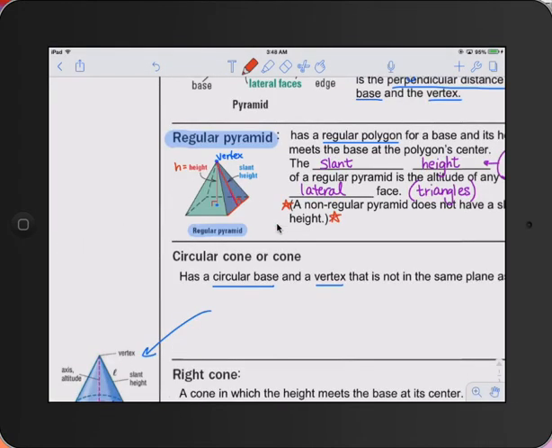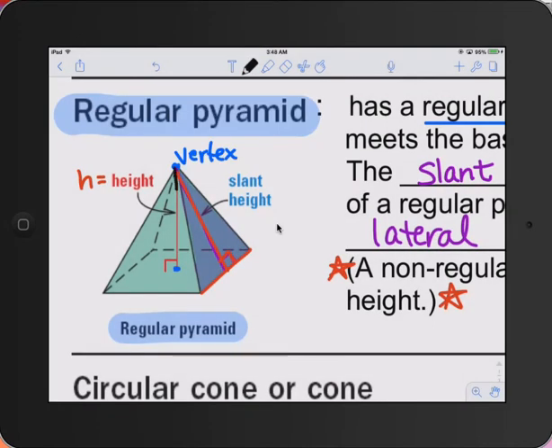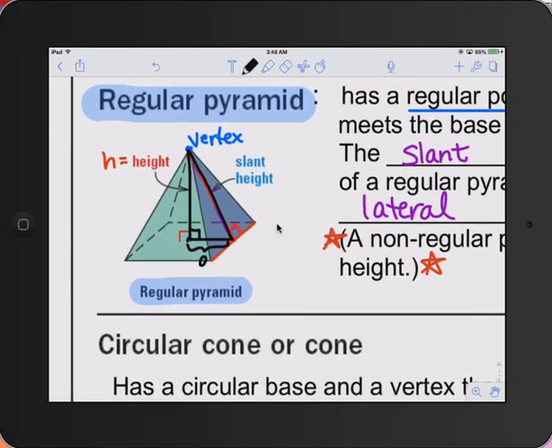So I want you to notice something here. On a pyramid, and this is also true on a cone, on a regular pyramid and on a cone, there is a right triangle that kind of stands up inside of there. So it's comprised of the height of the pyramid, the slant height of the pyramid, and then this little segment down here is something special. What is it? Well, it will be the apothem of the regular polygon, so of the base.